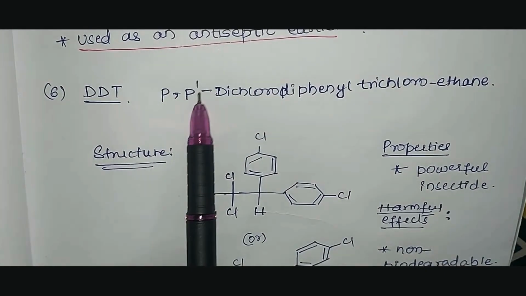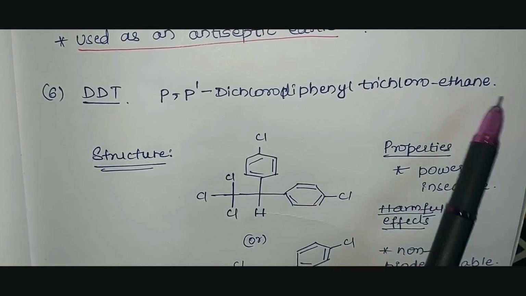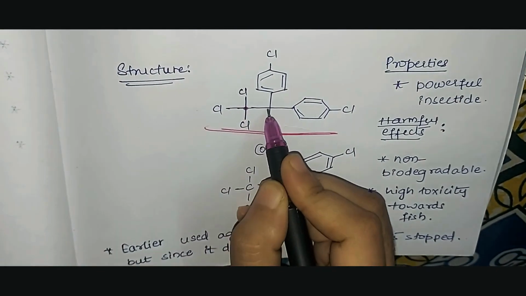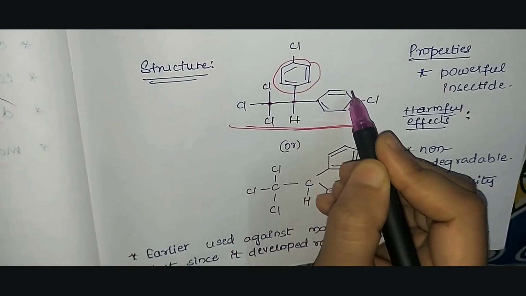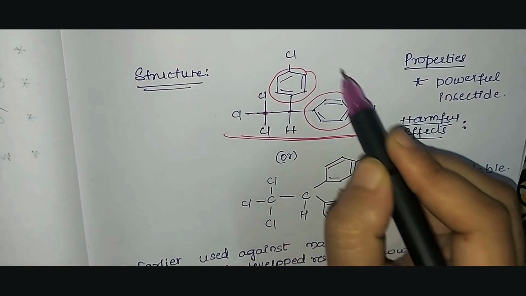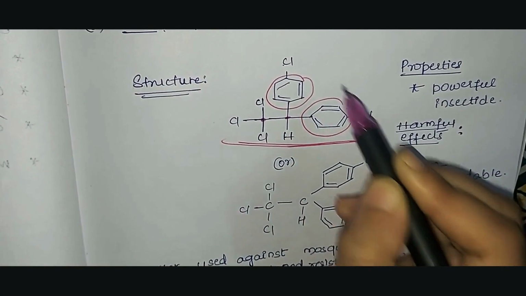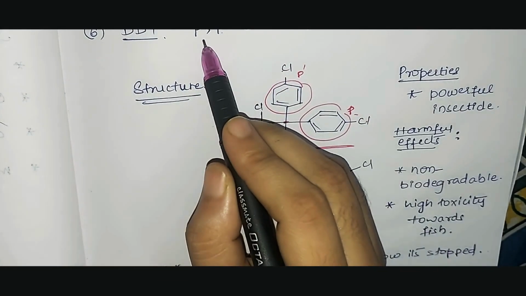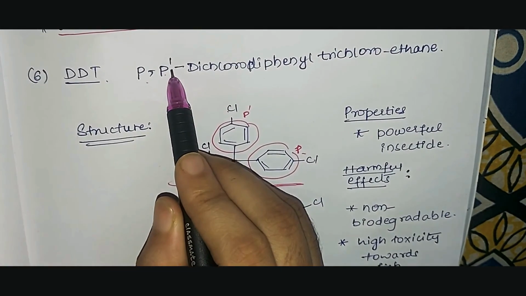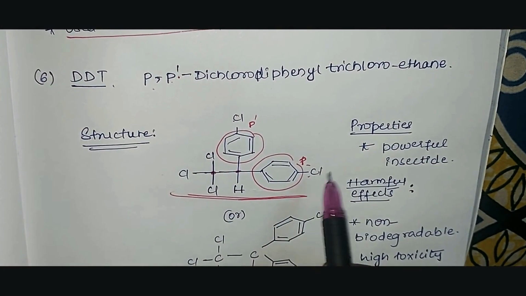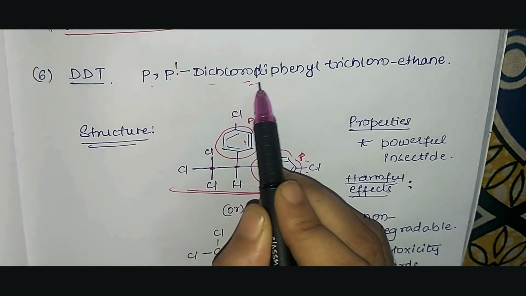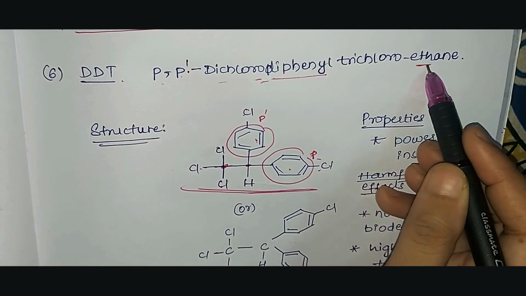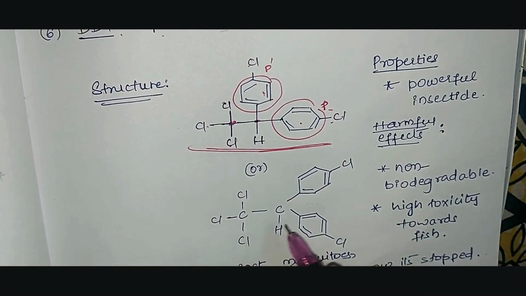Next is DDT. It is called para-para-dichloro-diphenyl trichloroethane. So this is a structure. So you can see here 2 carbon atoms, hence the parent name is ethane, 2 phenyl groups, and on its para position you can see Cl group is present. So just to differentiate, we call them as what? Para dash. And how many chloro groups are we having here? We are having 2 groups on para, so we call it para dash dichloro. 2 phenyl rings, so diphenyl. 3 chloro groups, so trichloro, and 2 carbon atoms, hence it is called ethane.